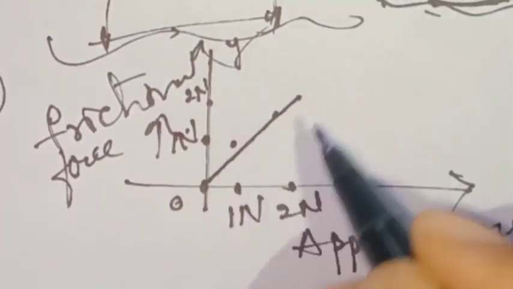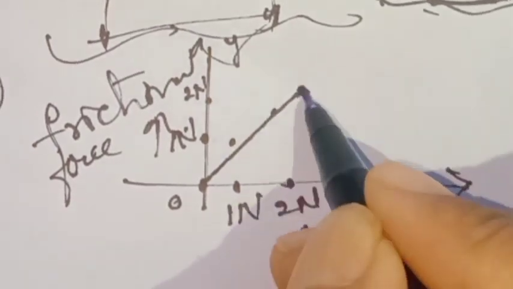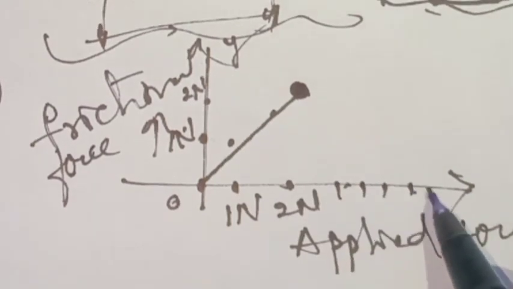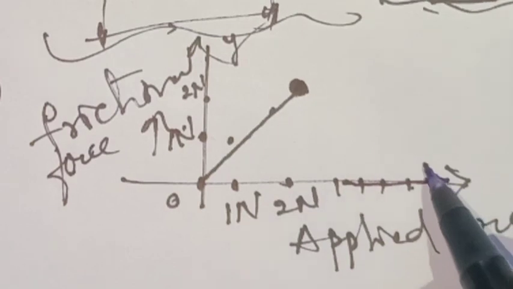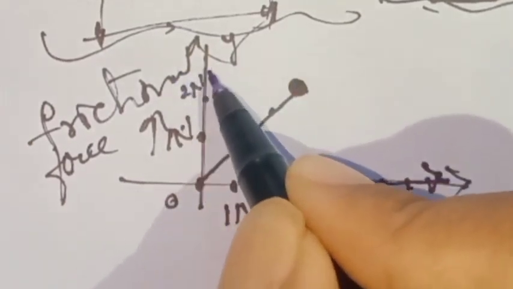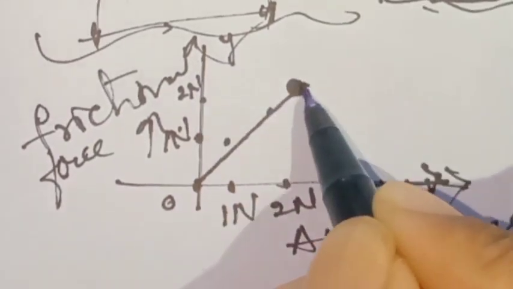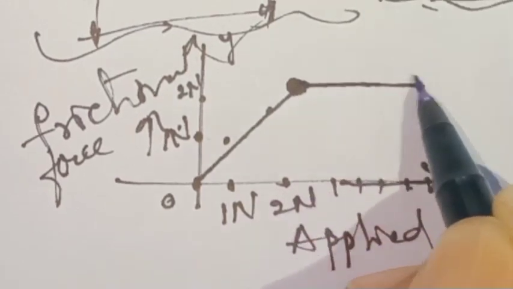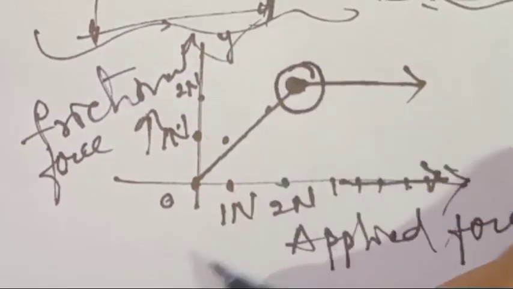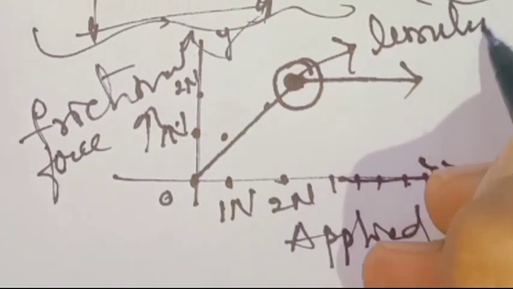And until when will it develop? Until the maximum value. After reaching this maximum value, the applied force goes on increasing, but the frictional force cannot develop more than that. When it cannot hold, what happens? Because of the applied force, the object starts to move like this. Okay, and this is what we say is the maximum value, and to this maximum value only we call limiting friction.